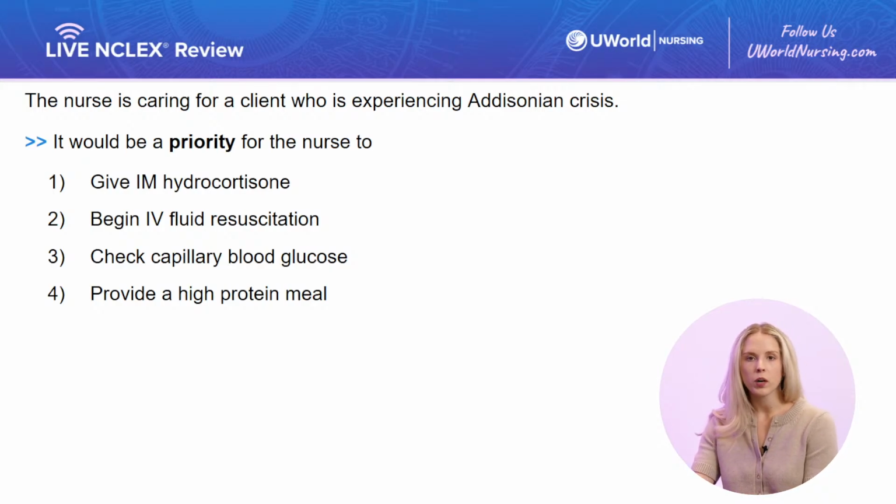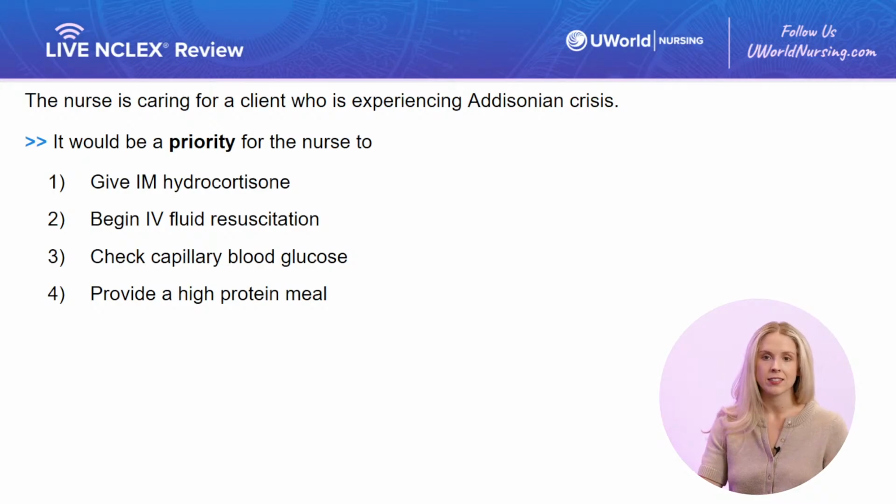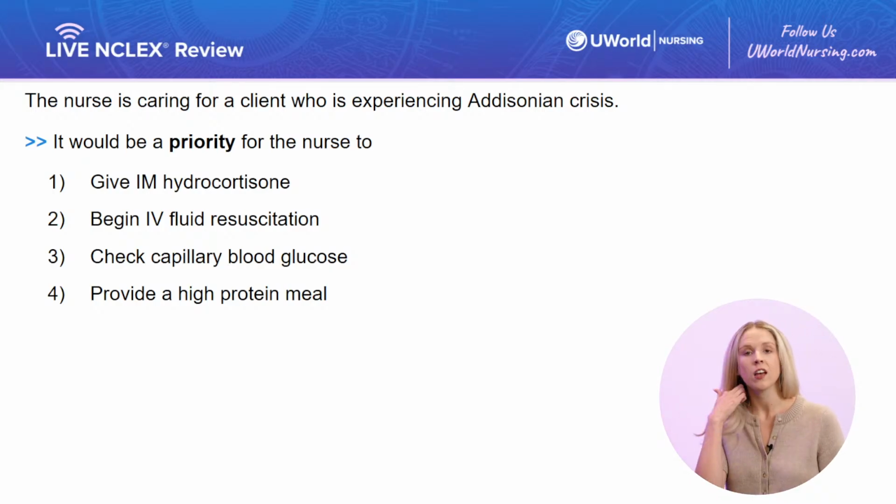Lastly, option 4, we want to provide a high protein meal. Again, something that we would do, but it's not our priority. We would have these clients on a high protein diet. However, eating is not going to be a priority over giving them that IM hydrocortisone shot. Also, clients that are in the extreme state of Addison disease, being the Addisonian crisis, a lot of times can even be unresponsive at this state. So we never want to put anything by mouth for a client that's unresponsive, because that's a choking, aspirating hazard.